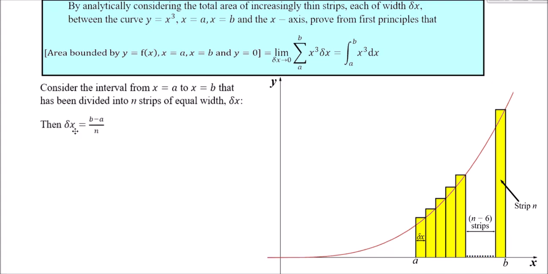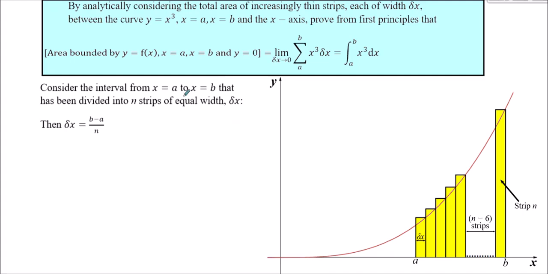So we can now see that delta x must be (b minus a) over n. Between a and b, we have n strips, and between a and b, that's a gap of b minus a. So essentially, if I take n strips and multiply by the width of each, delta x, that gives the total distance between a and b, which of course is b minus a. All I've done there is divide by n to get that result.